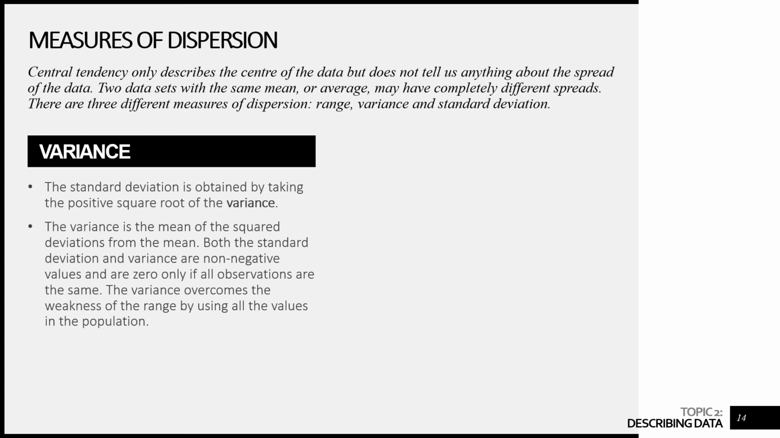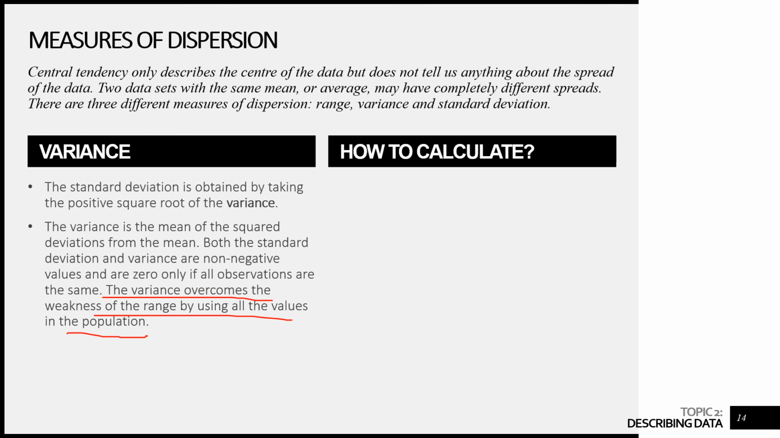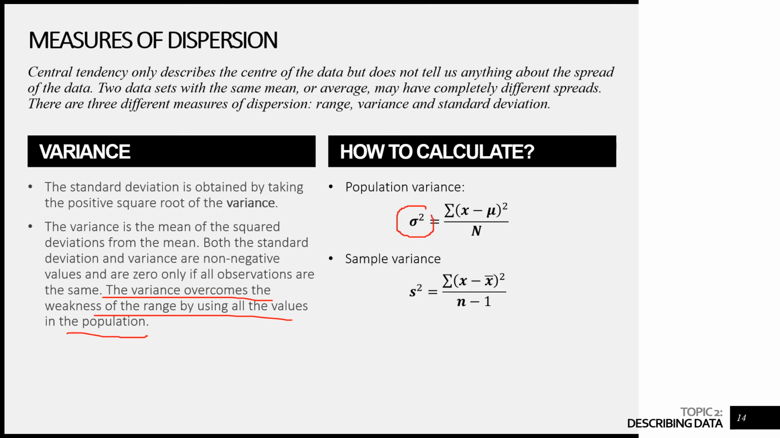Okay, so the variance overcomes the weakness of the range by using all of the values in the population, which is correct. Now, you would only be able to appreciate this description if you look at the formula for variance. This is how to calculate variance. It depends if you're calculating population variance or sample variance. If you're calculating population variance, the symbol is called sigma square. If you're finding sample variance, you call it S square.